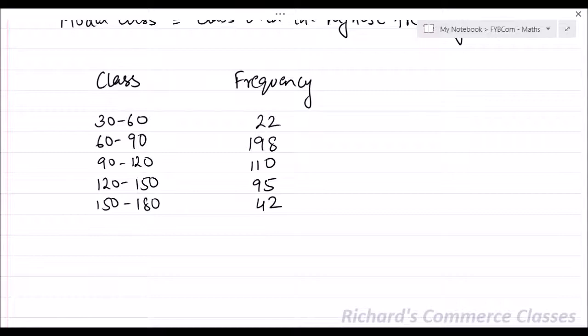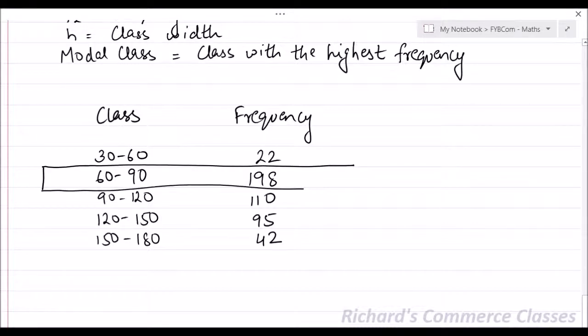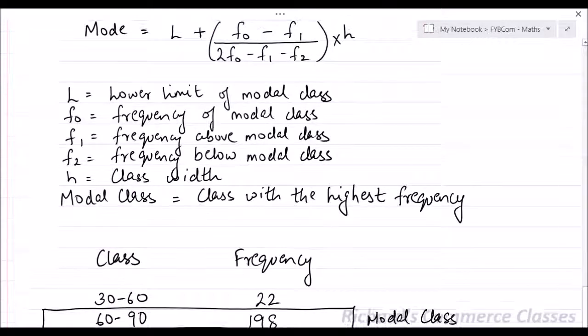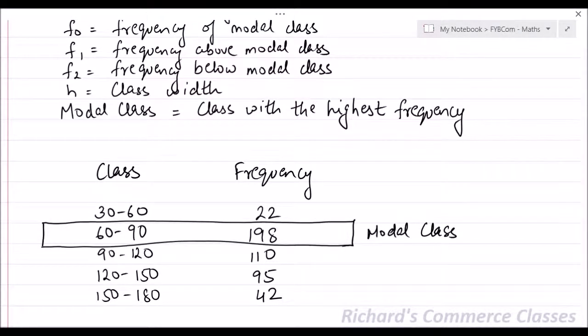Now, first we need to find the modal class, and that is the class with the highest frequency. And if you see, the highest frequency is 198, so that becomes our modal class. Now, according to our formula, we need to mark those elements. So firstly we need L, which is the lower limit of the modal class. So 60 will be our L.